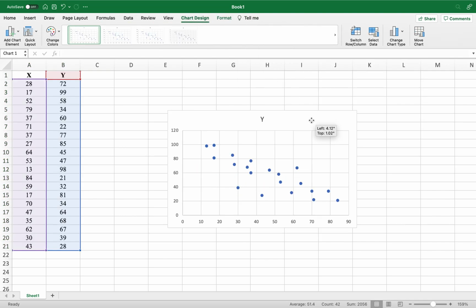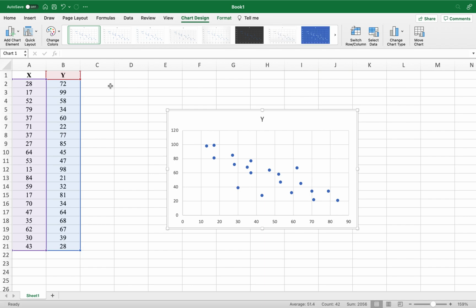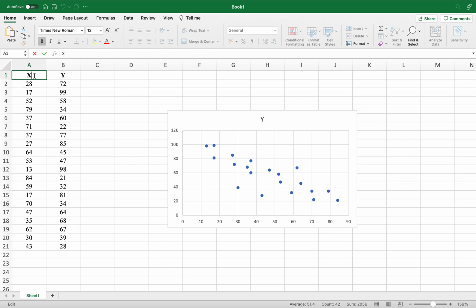Now, a proper scatter graph should have a name. So that means, let's say this is mass. And this is acceleration. The y is acceleration. So these are just examples. So let's say x is mass and y is acceleration. So we have this pattern.